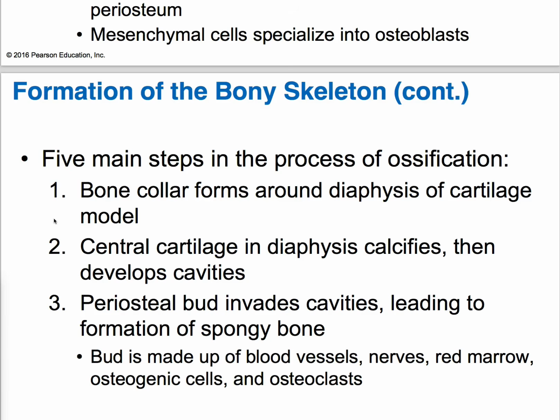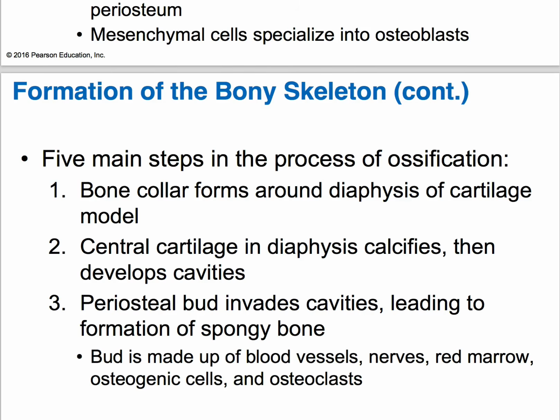But now remember, this is just happening in the shaft. Other parts of the cartilage are still healthy and will continue to grow. Usually how it's going to grow is that it's going to get longer, so it's going to elongate. But at this point, all the changes are taking place within that shaft. So now we go on to the third step, number 3.